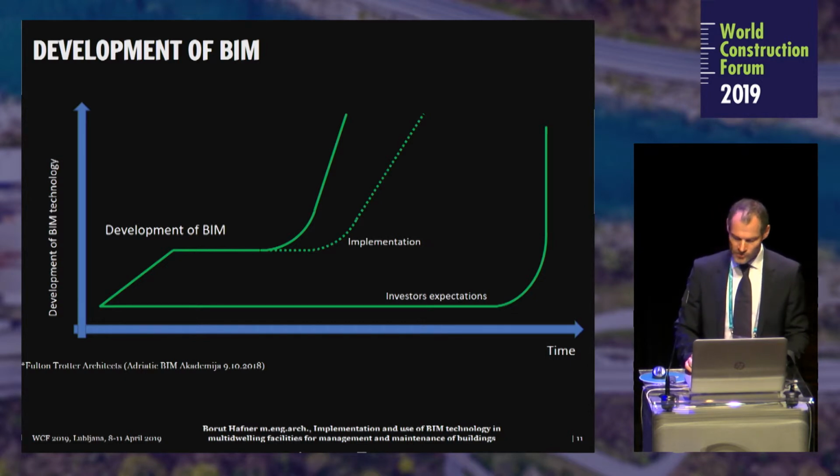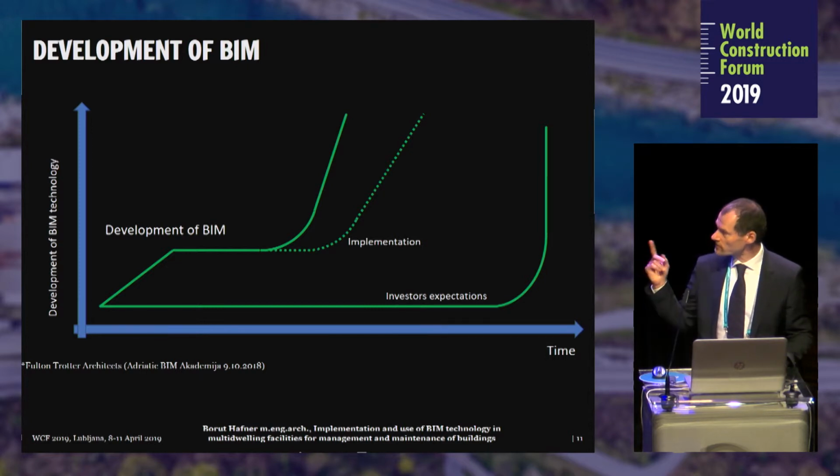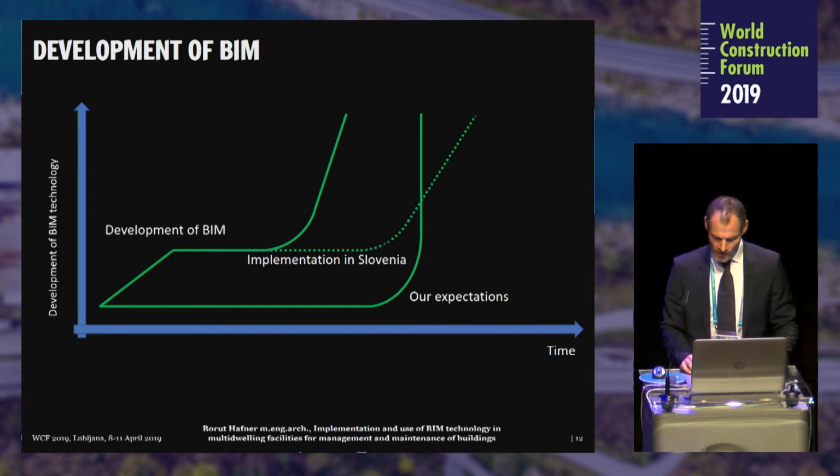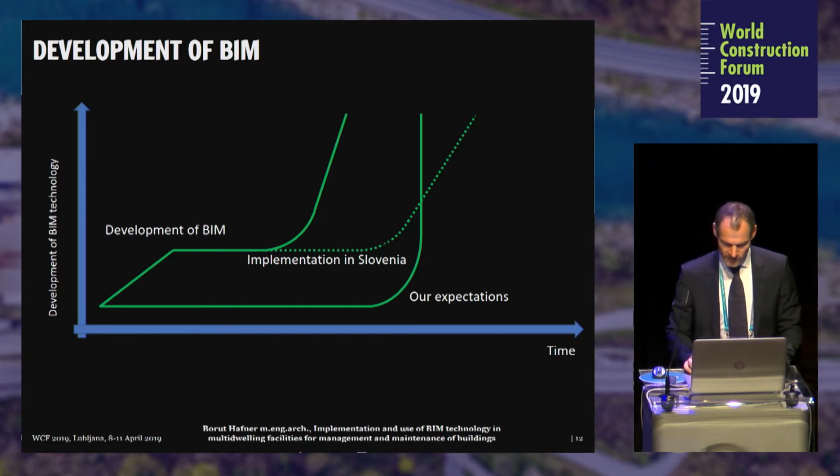So now I would like to show you one graph of how implementation of BIM technology normally looks like. This graph was shown in the BIM Adriatic Academy last year in Ljubljana by Fulton Trotter Architects, and I transferred this graph to our situation. Now you can see there is a lot of challenges ahead of us. As you see, the implementation does not take place as fast as we want, but our requirements and demands are already high.